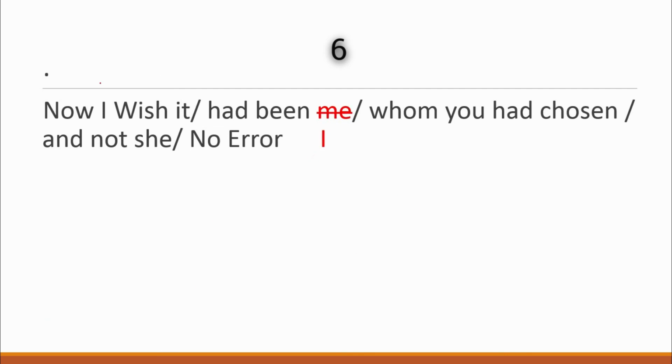Another way you can look at the sentence is that whenever a pronoun is used in the middle of a sentence, it should be used in subjective form, but when it is used at the end, it can be used in objective form. For example, I wish you had chosen me. Here the pronoun is used at the end, and thus it can be used in the objective form. But in this case, it should be used in subjective form. And the correct sentence is, now I wish it had been I whom you had chosen and not she.